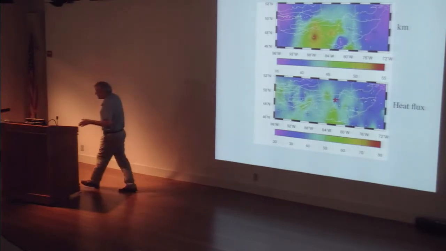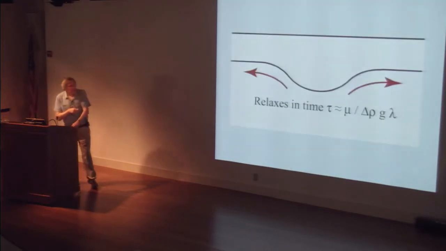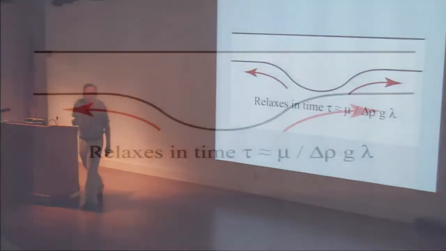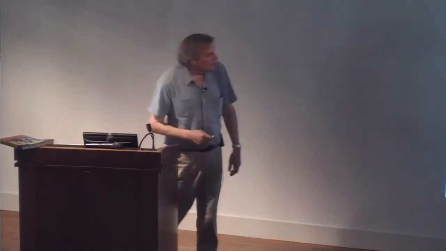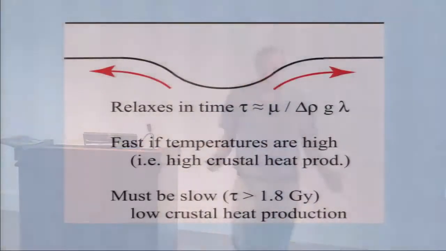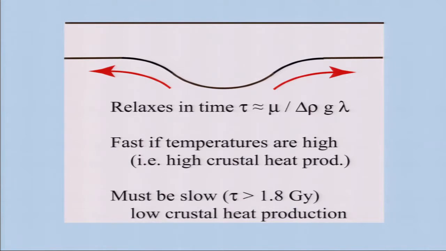What does it mean? Well, I think it makes sense because low heat flux means you have low temperatures, so you don't have viscous relaxation. If you've got some topography of the Moho, it's going to relax in a time which you can estimate roughly as this. That's viscosity, delta rho is the density contrast between crust and mantle, g is gravity, and lambda the scale of your crustal root. And so this should be fast if temperatures are high enough in that part of the world.